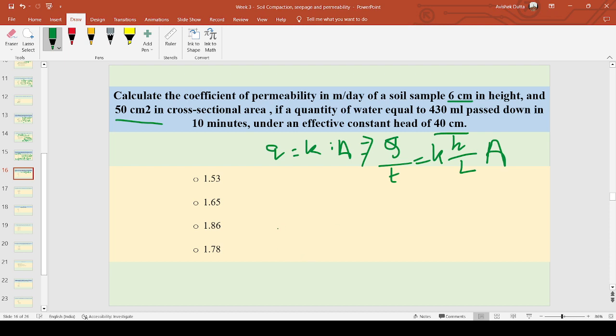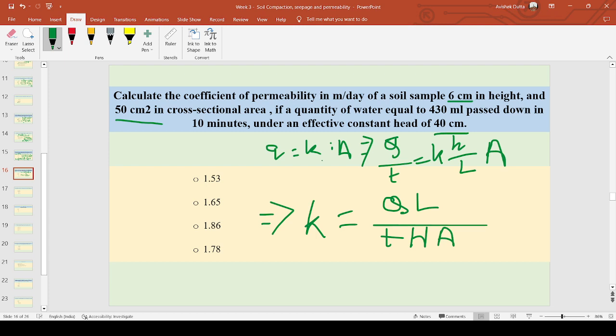Now you rearrange this equation. K will be equal to how much? Q into L divided by time into head into area. Okay, you put in all the values, whatever the units are given over here.